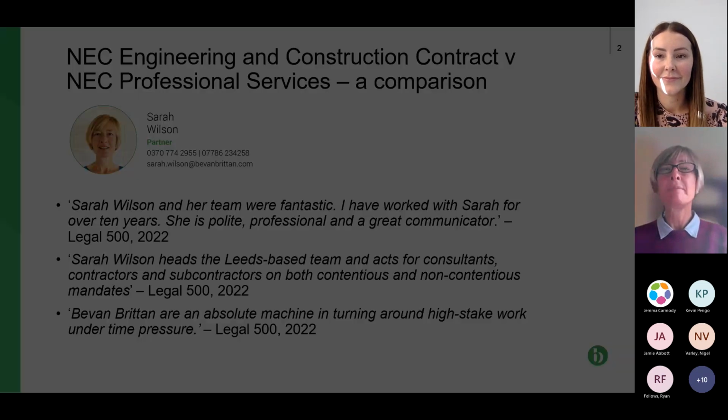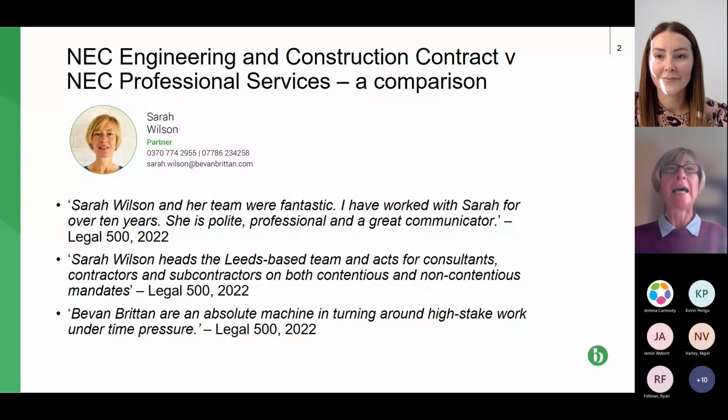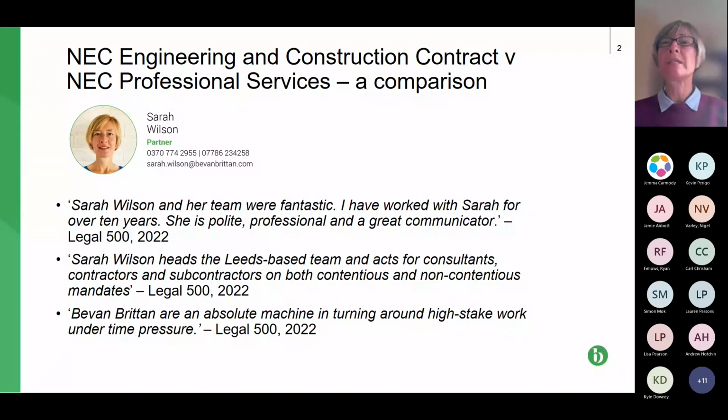Afternoon, everybody. Thank you, Jennifer. So today's topic, we're looking at the NEC form of contract. What we're doing today is a comparison between the engineering and construction contract, the contract that hopefully most of you in the room today will be familiar with, and the NEC professional services contract.